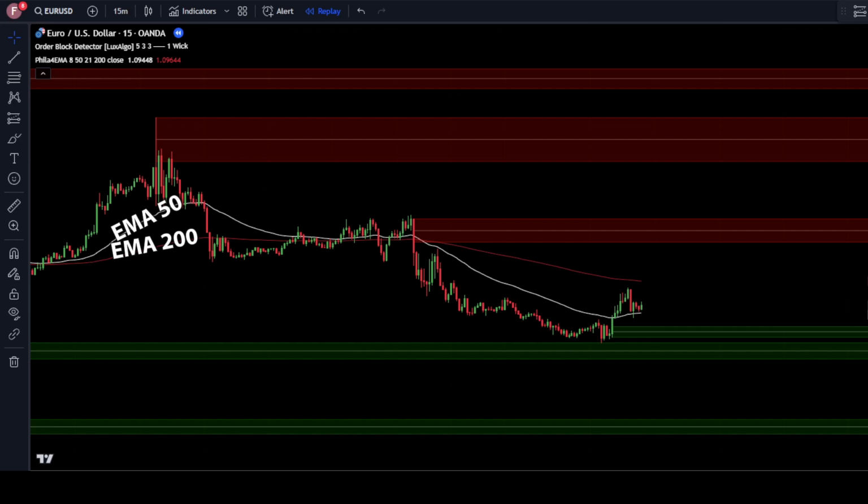When the 50 EMA crosses above or is above the 200 EMA, it is a sign of a bullish trend. In this position, you can only look for the best points to place buy orders. On the other hand, if the 50 EMA crosses below or is below the 200 EMA, it is a sign of a bearish trend. In this position, you can only look for the best points to place sell orders.